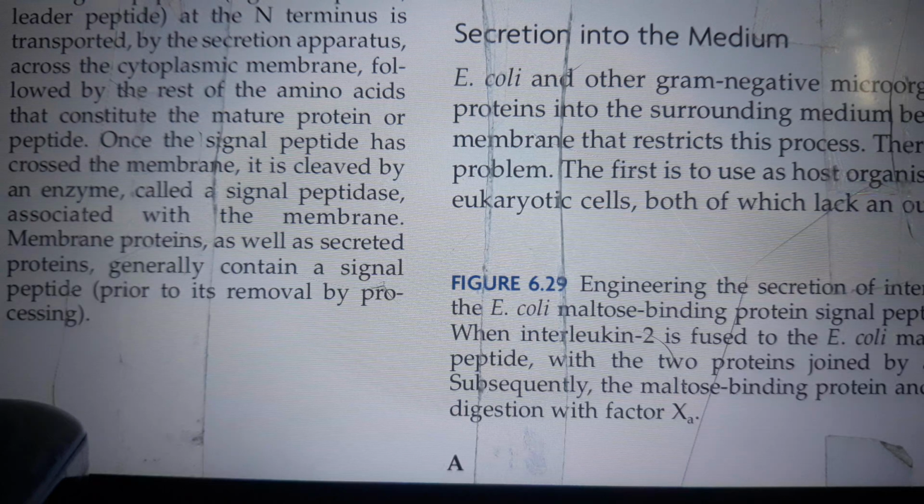Membrane proteins as well as secreted proteins generally contain a signal peptide prior to its removal by processing. This lecture will be concluding in a minute from now, and the ensuing portions will go into the third lecture.